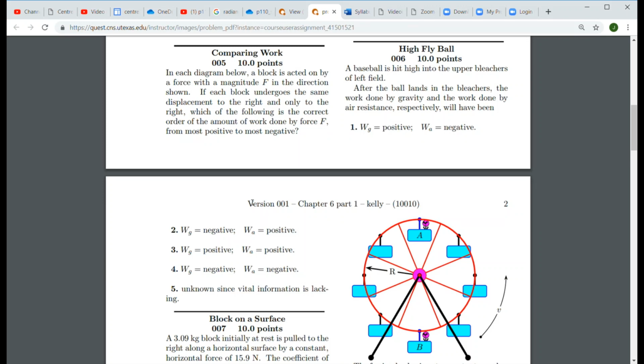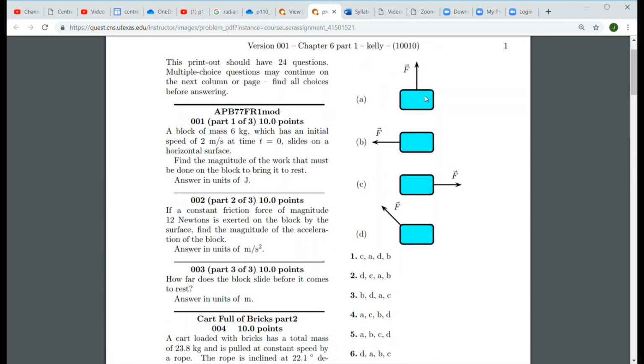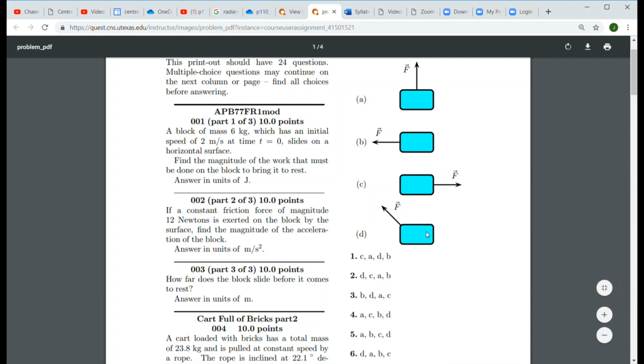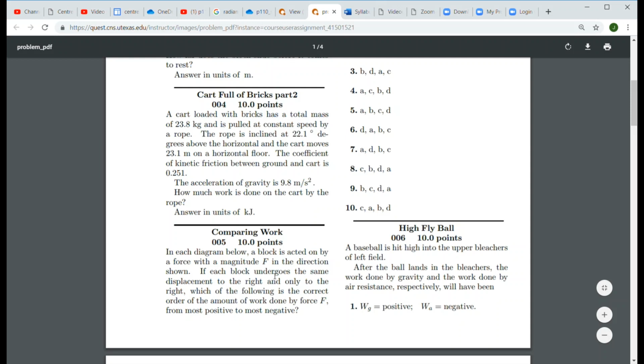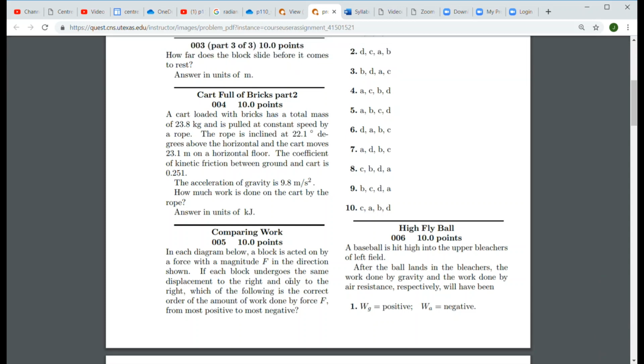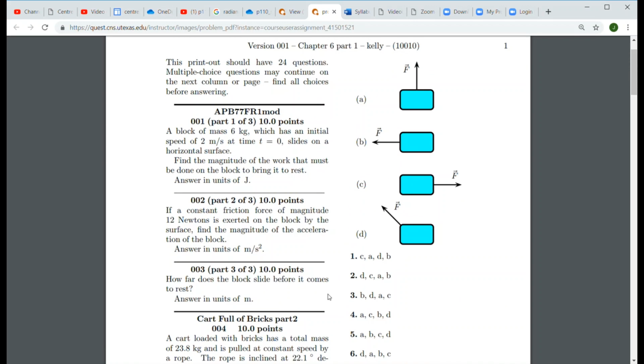On each diagram, a block is acted upon by a force of magnitude F in the direction shown. So here are 4 different situations, same magnitude force in all 4 of those, but the force is pulling in different directions. And we're told the block undergoes the same displacement to the right in the diagram, and it only moves to the right. Which of the following is the correct order of the amount of work done by the force F, from most positive to most negative?